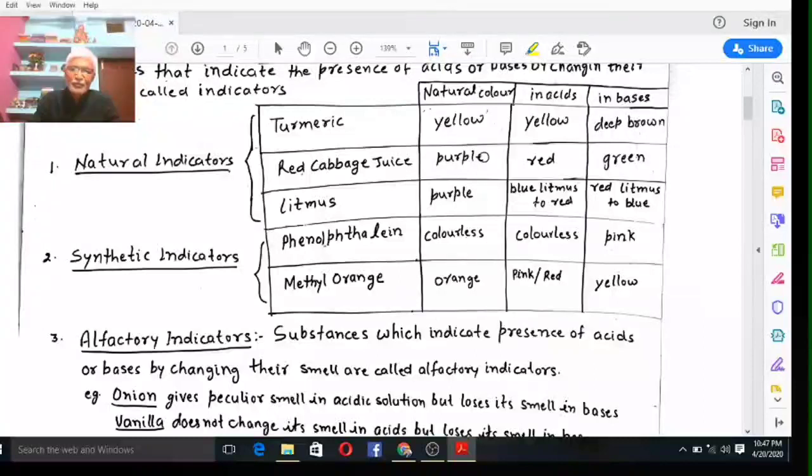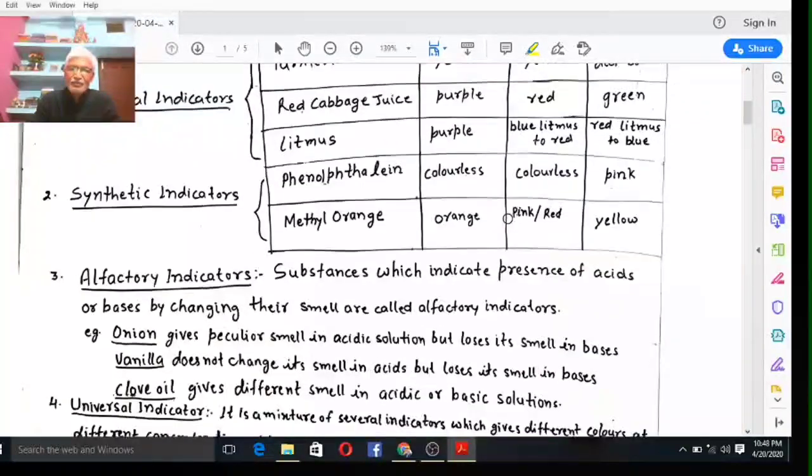Red cabbage juice: its original, natural color is purple. In acid, it turns red, and in bases, it gives a green color. Litmus: its natural color is purple. In acids, blue litmus turns red, and in bases, red litmus turns blue.